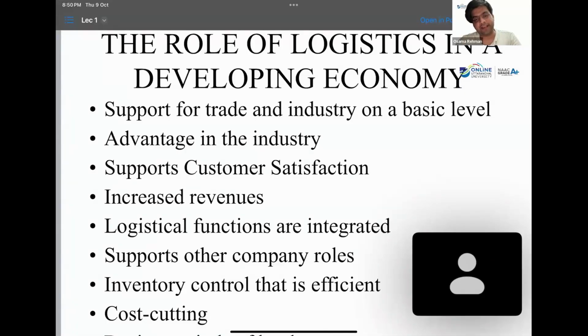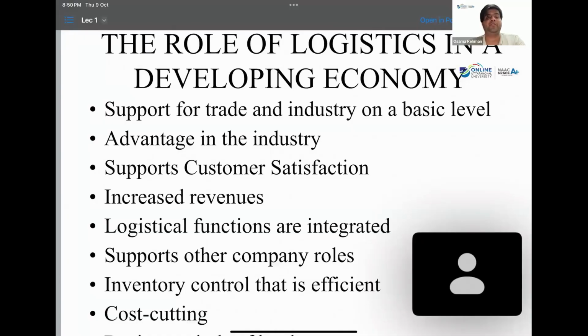Whereas logistics functions are integrated. Unlike the conventional pattern of isolated operations, logistics activities are now carried out in an interconnected fashion. So integration helps to reduce excessive logistics expenses while still maintaining market productivity.